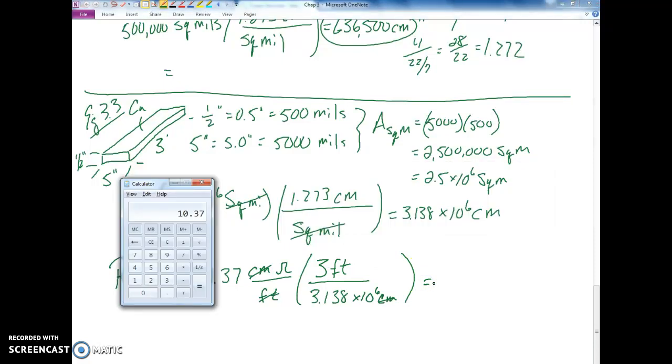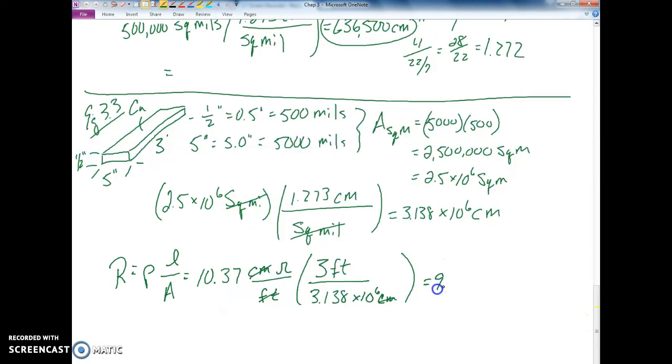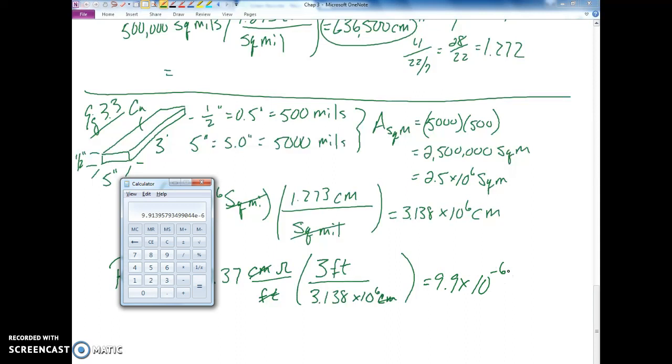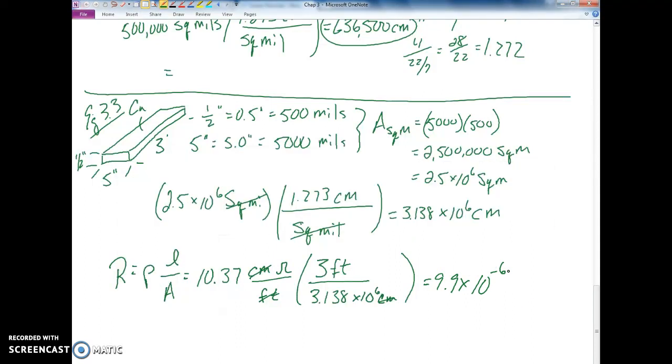Plug those numbers in. Let's see if we can do it here. 10.37 times 3. I'll hit enter and divide that by 3.138 to the 6th. So I've got to add 3 more zeros, I believe. Gives me my number. And I get 9.9 times 10 to the minus 6 ohms, or 9.9 microohms.